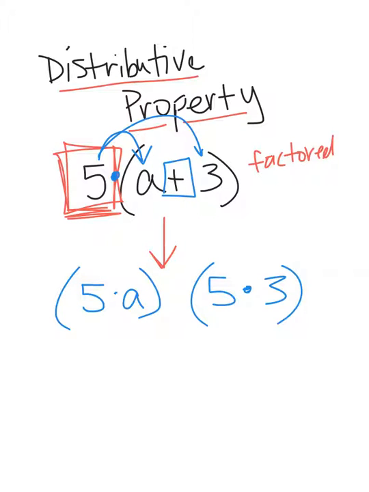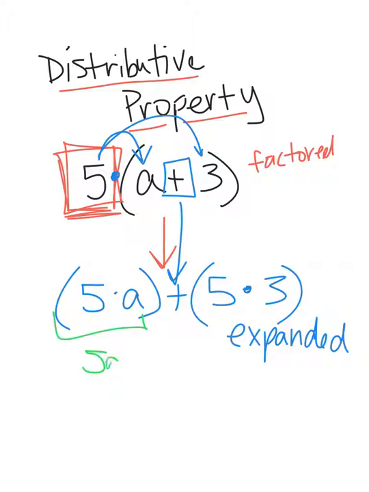And then I have my addition sign. So my expanded form would look like 5 times a plus 5 times 3. If I wanted to, I could then solve it, where this would become 5a plus 15. And that would be our simplified form because we don't know what a is equal to.